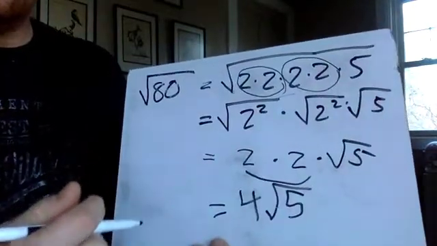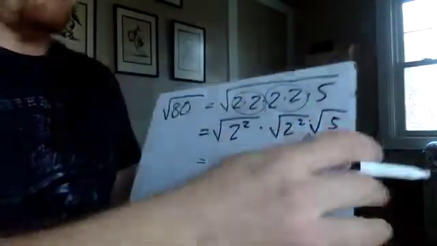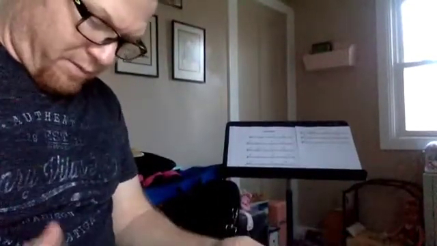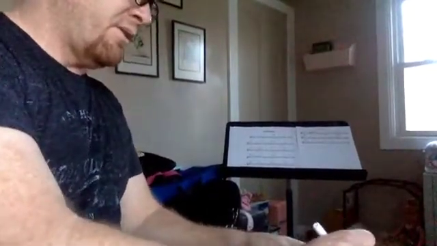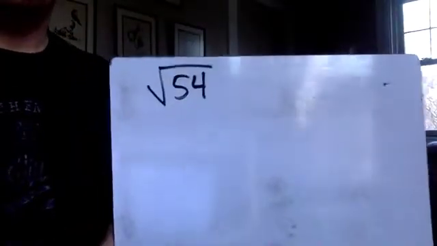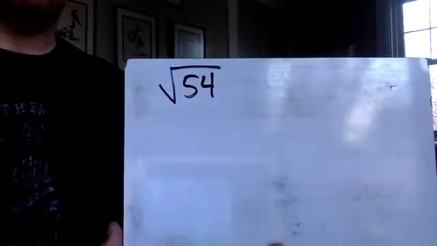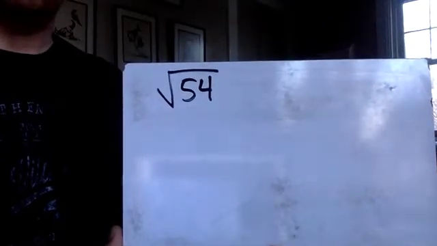So let's take a look at 2 really quick examples, and I want you guys to do these with me. So for our first example, let's do the square root of 54. So what I want you to do is I want you to write this down, pause the video, and then come back.